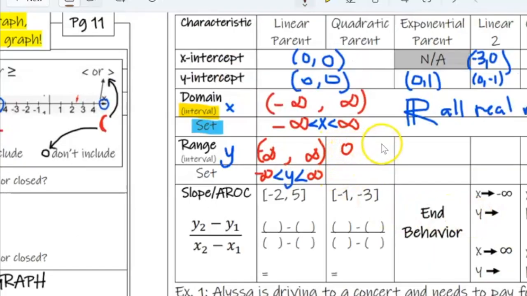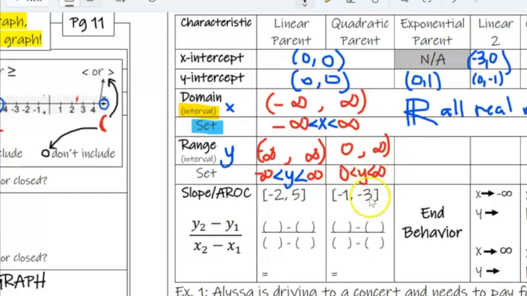So 0, leave a space, infinity. Because I'm talking about the range, I'm writing Y. All right, then I'm going to draw my two inequalities. They're always facing that direction. Put my comma right here. And I just need to know if it's open or closed. Well, we know infinity is always open.